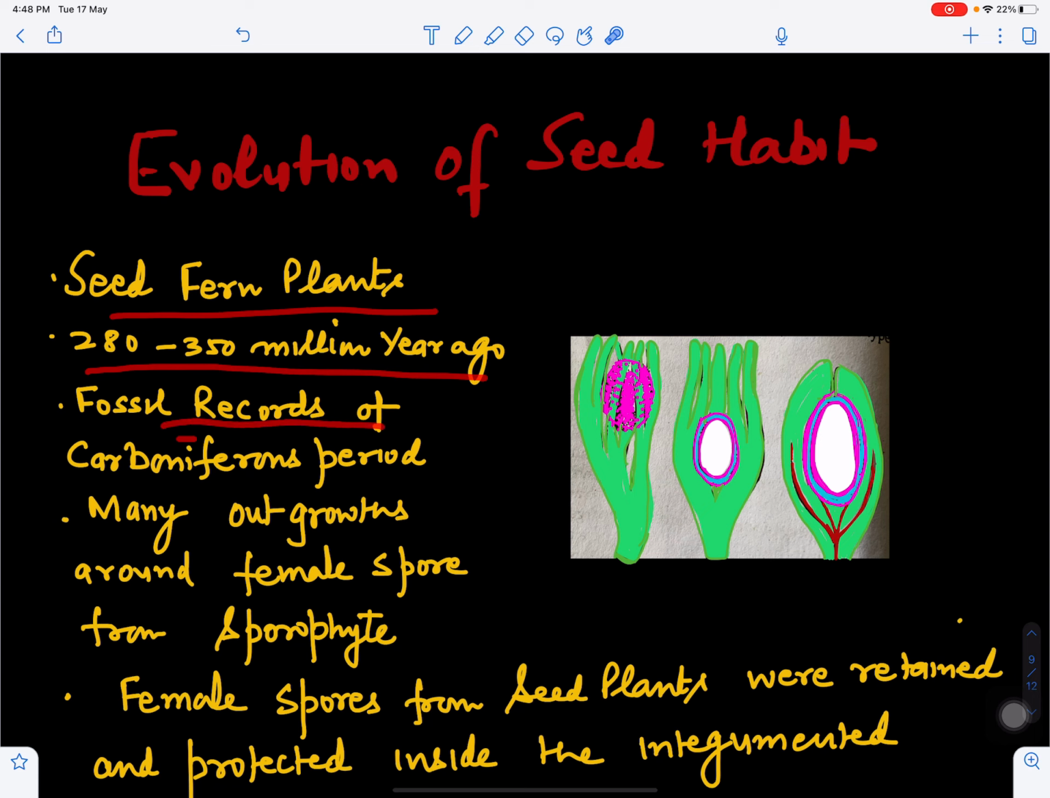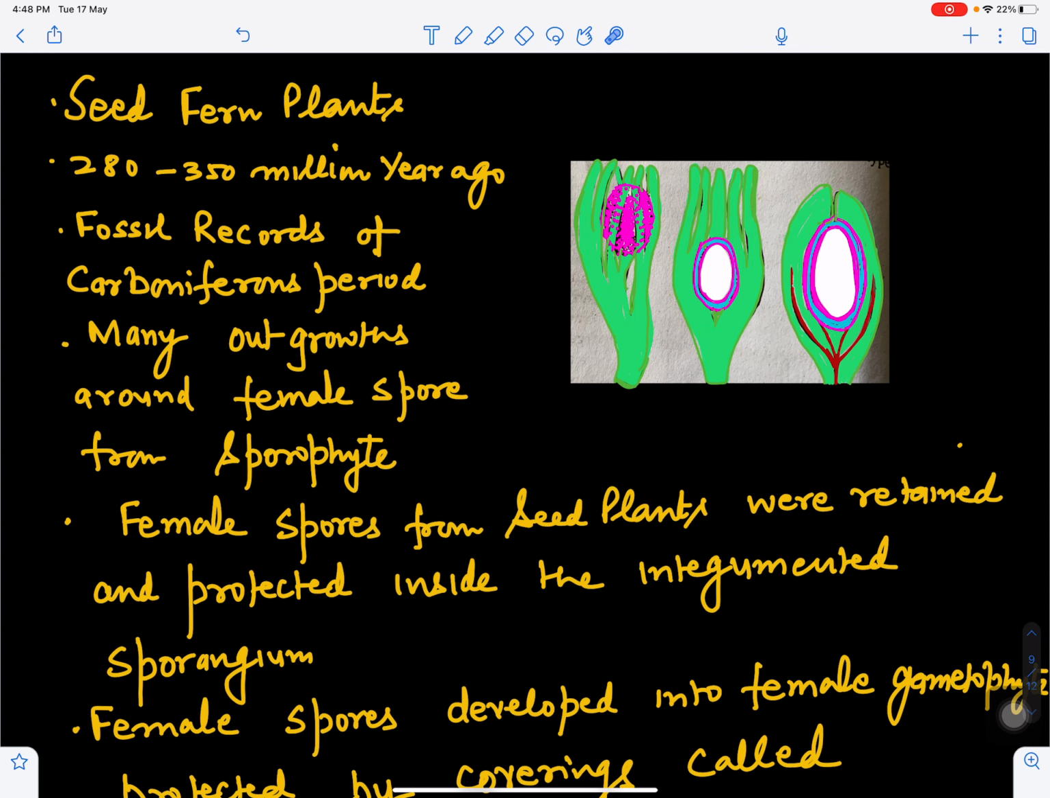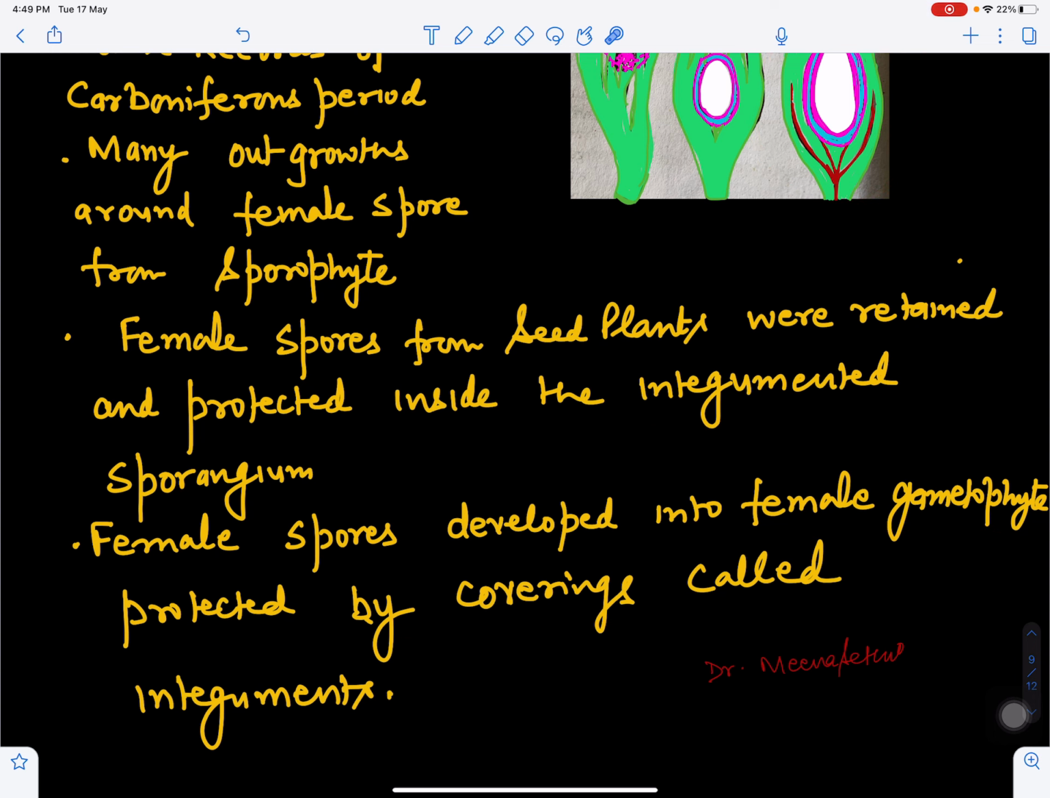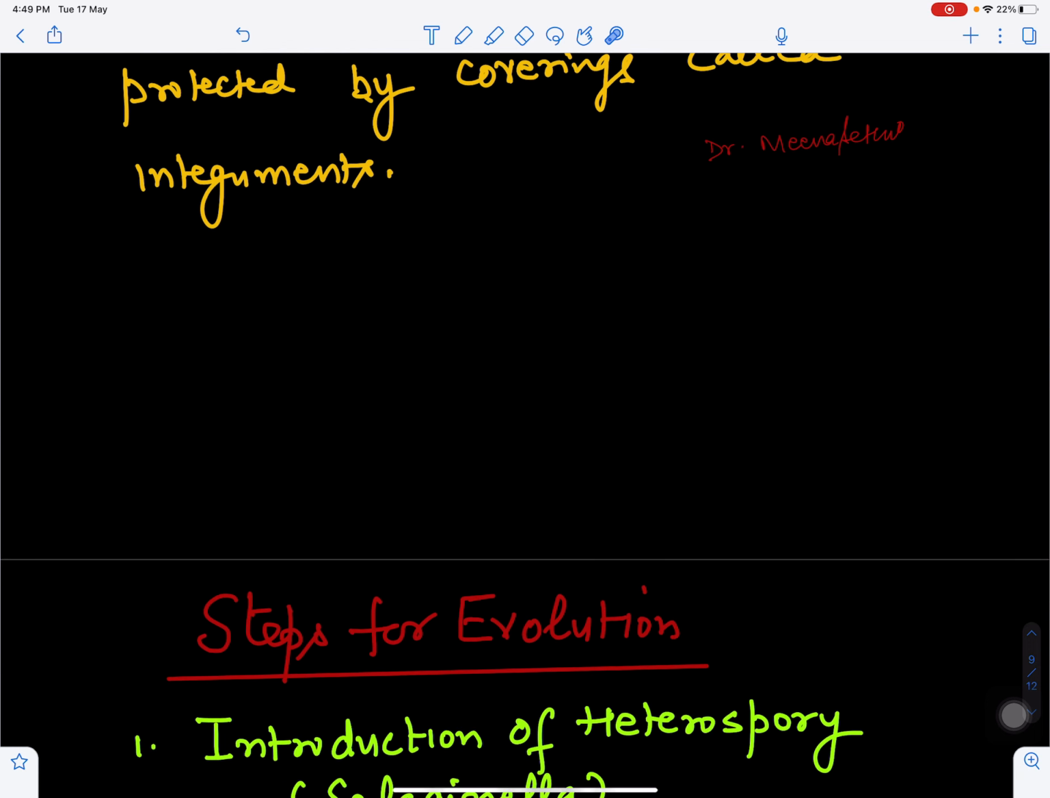Fossil records of Carboniferous period have given certain evidences. Many outgrowths, we can see these are outgrowths around the female spore from sporophyte. Female spores from seed plants were retained and protected inside the integumented megasporangium. Female spores developed into female gametophyte and they were protected by the coverings called as integuments. Like we discussed earlier, that female spore is protected by means of integuments.